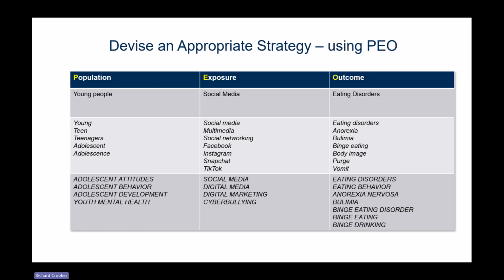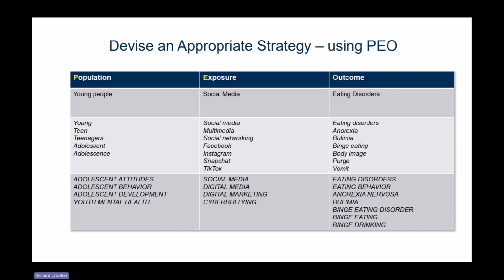Now, we're not necessarily going to know what they are up front at the beginning, because unless we're indexers ourselves, we're probably not that familiar with some of these terms. Or if we've been using APA PsycInfo for a number of years, then we may be very familiar with some of the indexing terms. But we've got adolescent attitudes, adolescent behavior, adolescent development, youth mental health. These are all relevant to the population group. We've got exposure, social media, of course, is important. Could also be digital media, slightly broader perhaps, or digital marketing, and even cyberbullying that relates to obviously social media.